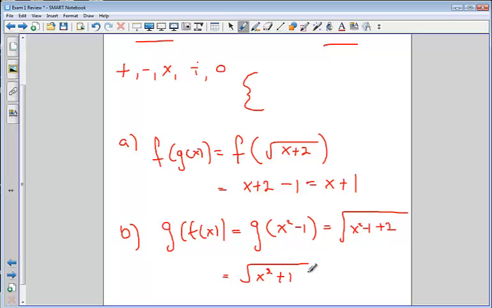And you're all done. Be careful. A lot of students will try to take this square root through addition, but that is not a valid operation. Square root does not go through addition or subtraction. It does go through multiplication and division.